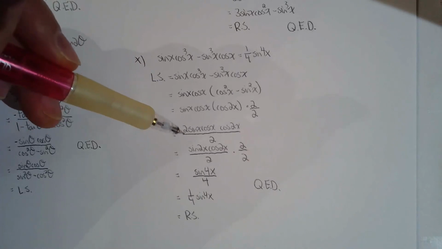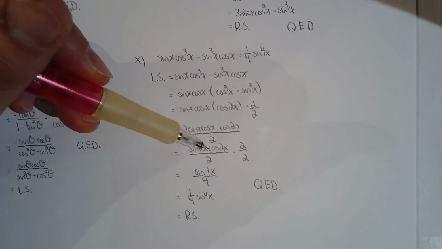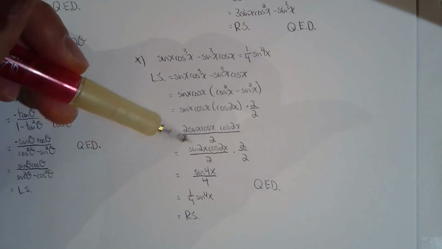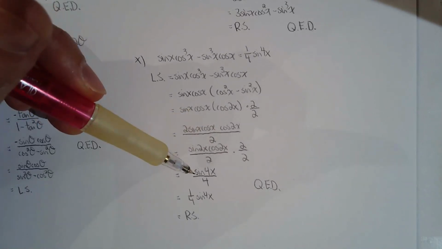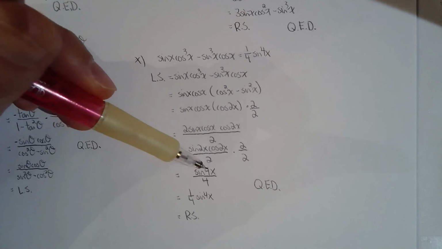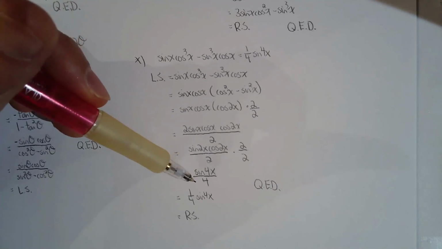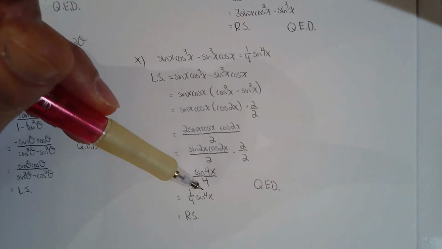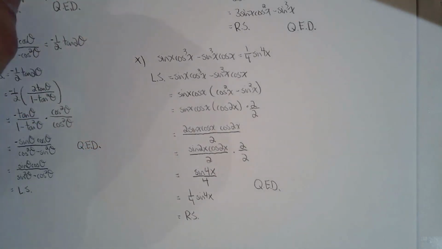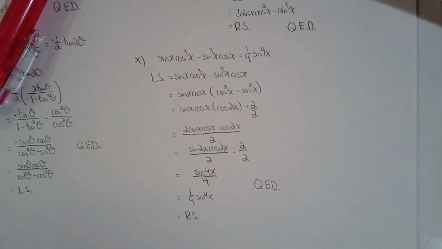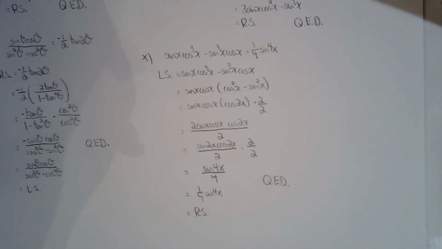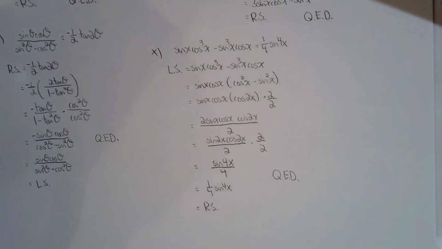This is sine 2x. Cos 2x, well, I need another 2 to use the double angle formula again. So that's what I did, and that becomes sine 4x. So I'm left with sine 4x over 4, which is exactly the same as a quarter sine 4x, and that's what I really wanted. Perfect. So this identity sheet is a little more challenging than the previous sheet, and this is more in line with what the test is going to be.